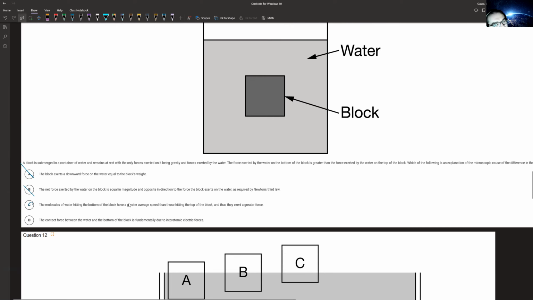Well, I think C is actually our better answer choice because if we remember, the force due to molecules is due to their change in momentum. So if I move faster on the bottom, I'm going to impart more momentum transfer than the particles on the top. And if we look at momentum transfer per time, that's the force. So I actually think C is our best answer choice here. The contact force between the water and the bottom of the block is fundamentally due to interatomic electrical forces. But while this is true, I don't think it explains why the bottom exerts a greater force than the top.